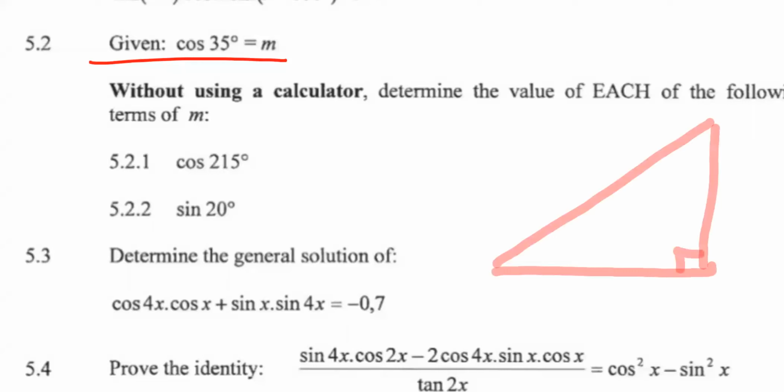So, with this type of question, you always start with a triangle because they're saying we can't use a calculator. If you can't use a calculator in trigonometry, you're going to have to use a triangle. So, we draw a triangle of 35 degrees. Opposite we don't know because this is cos. So cos is adjacent over hypotenuse. So the adjacent will be m, and the hypotenuse will be the invisible 1. And then the opposite, we'll calculate that using Pythagoras, which is square root of 1 minus m squared. Okay.